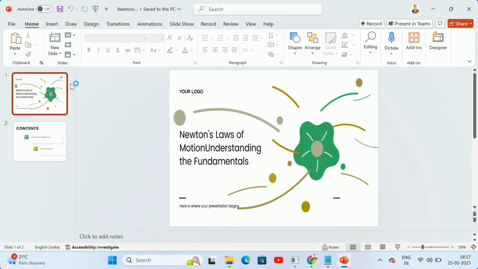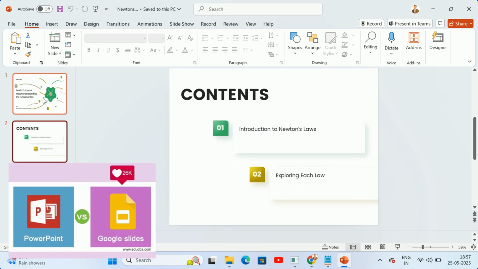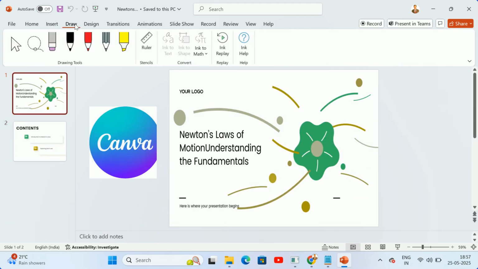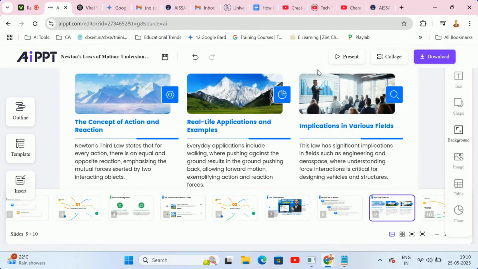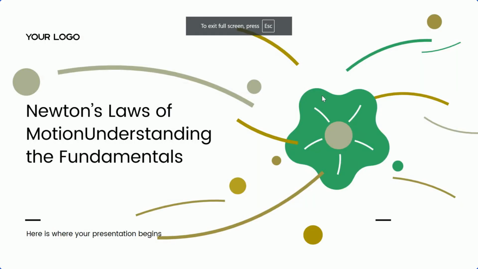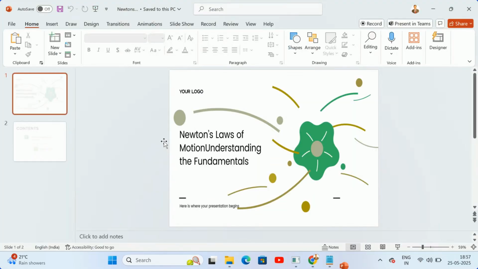You can open and continue editing it in Microsoft PowerPoint, upload it directly to Google Slides, or even import it into Canva for further design flourishes. Now you've got options. You can present this directly as is, or if you prefer working offline, you can tweak it further in your desktop PowerPoint application.